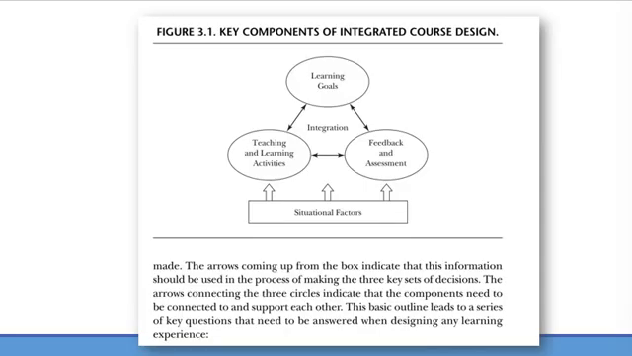The basic features of integrated course design are shown in this figure here. The box at the bottom, situational factors, refers to information that needs to be gathered. The three circles above refer to decisions that need to be made. The arrows coming up from the box indicate that this information should be used in the process of making the three key sets of decisions. The arrows connecting the three circles indicate that the components need to be connected to support each other. The basic outline leads to a series of key questions that need to be answered when designing any learning experience.